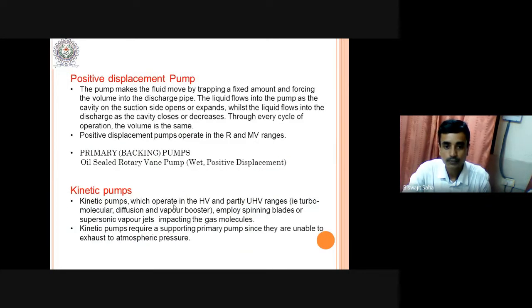Let us move to the next. This is about the positive displacement pump. The pump makes the fluid move by trapping a fixed amount and forcing the volume into the discharge pipe. The fluid, or liquid, flows into the pump as a cavity on the suction side opens or expands, whilst the liquid flows into the discharge as a cavity closes or decreases. So in every cycle of operation, the volume is the same and it is discharged outside. I think this kind of statement may not make the picture clear. I shall show one video for proper understanding, but before that, let me explain this sentence once again so that it will be helpful in understanding the video.